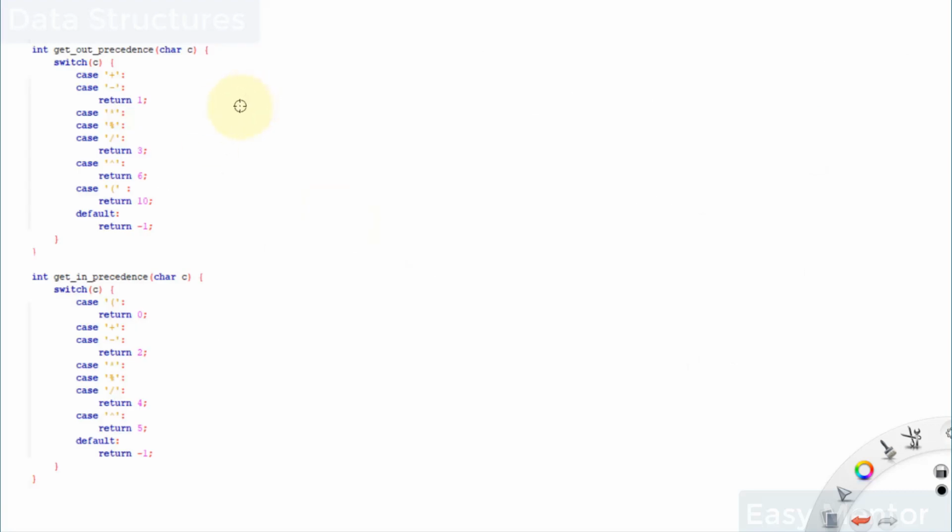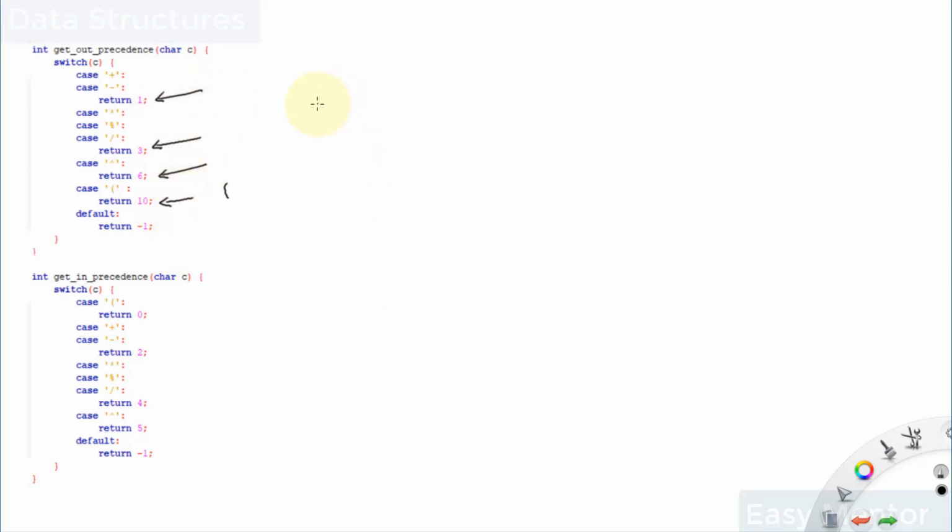So here is the precedence function that we have written. This function gives the precedence of an operator outside the stack, and this function gives the precedence of an operator inside the stack. As we know, open parenthesis has the highest precedence of all the operators, and then we have the exponentiation, which has the next highest precedence, and then we have the operators of multiplication, modulo, and division having the next higher precedence, and then we have the plus minus having the least precedence.